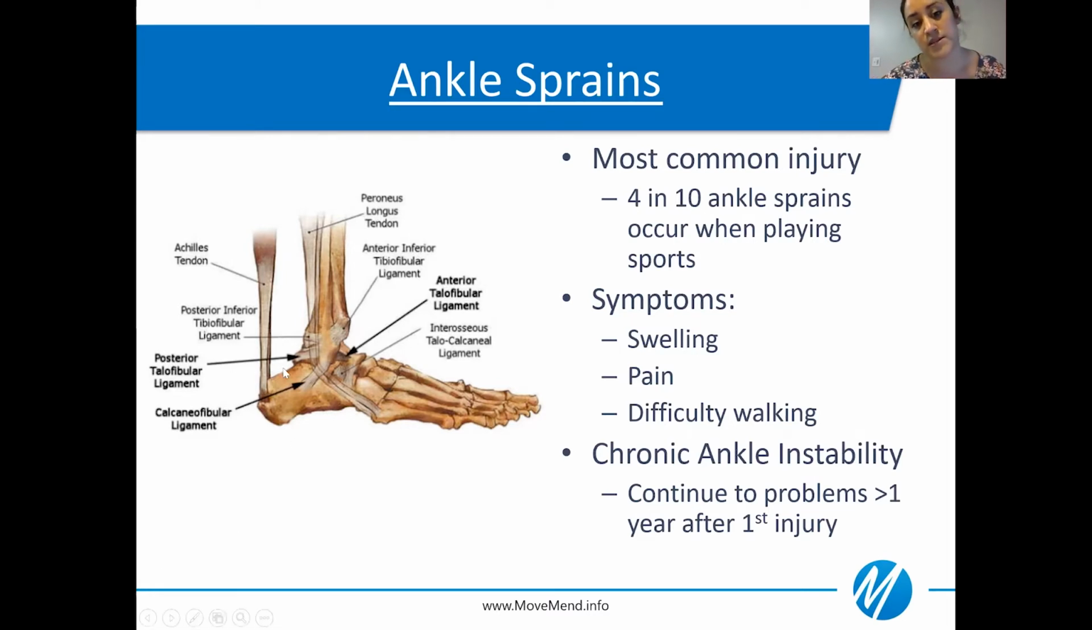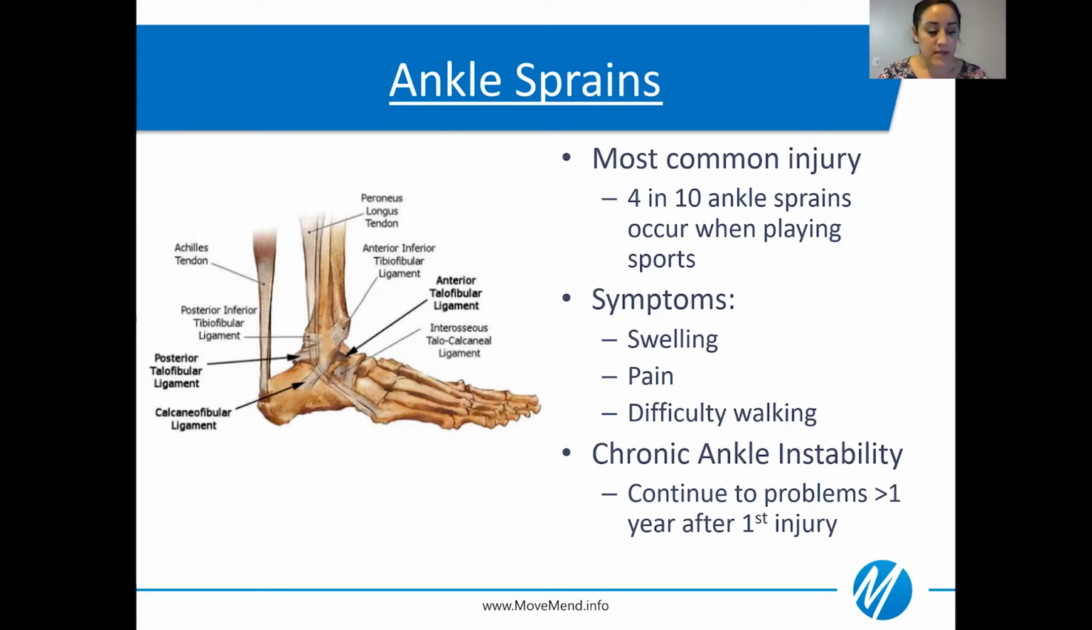Which you can see on the screen here where my cursor is. The CFL is right here on the outside of the ankle. And then the ATFL has two fibers, one that's directly in front of the ankle and then one that stems over here on the side as well. So these ligaments typically are sprained during what we call a lateral ankle sprain. And those typically occur when your foot goes inward and you twist your ankle inward.